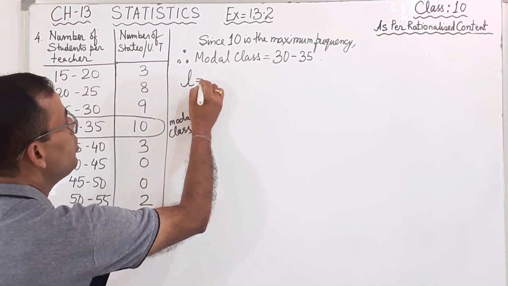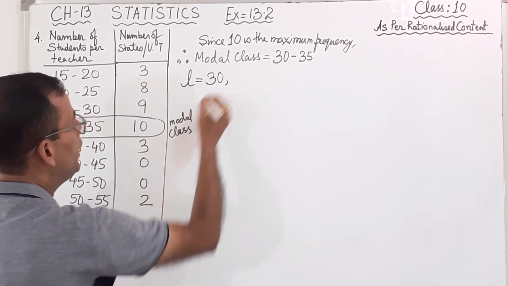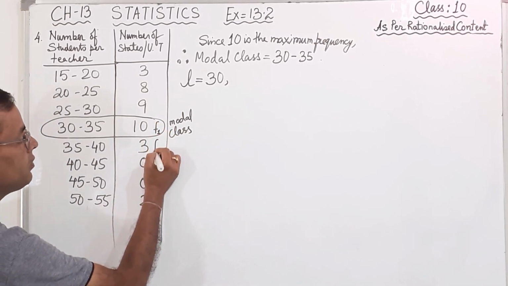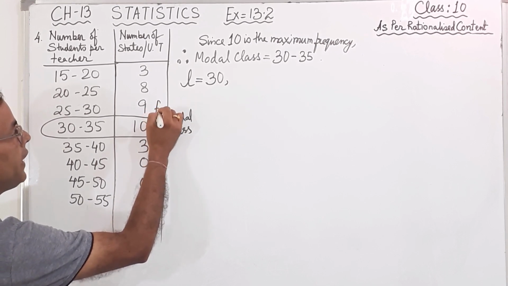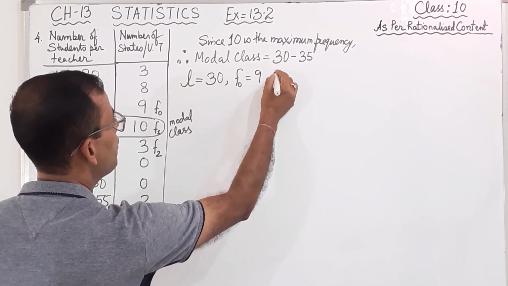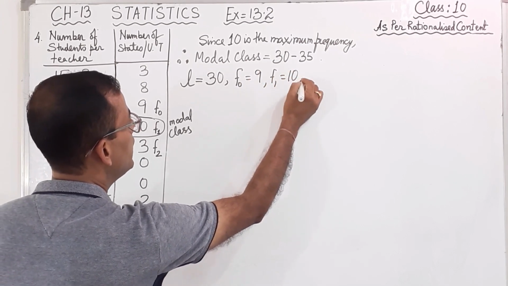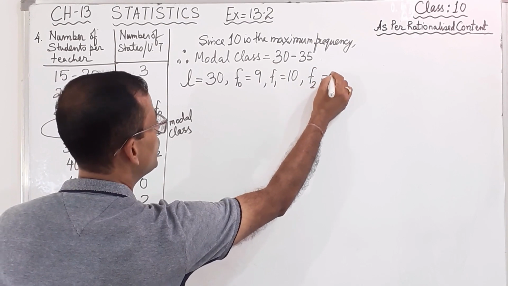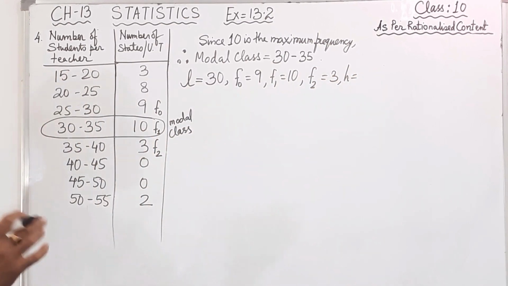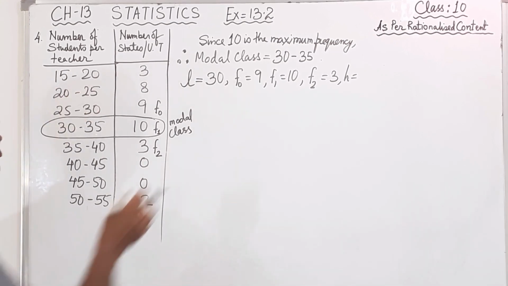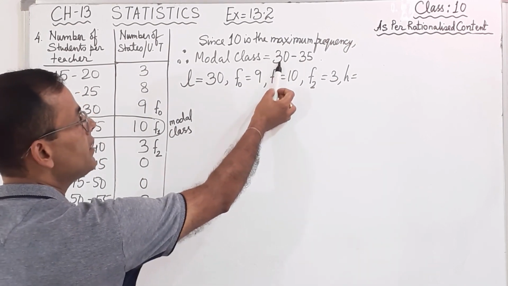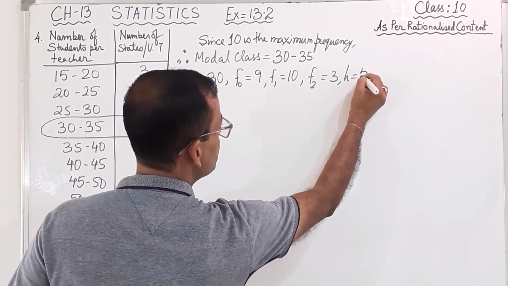So L will be how much? 30. Now the modal class is this one, so this will be F1, the next one will be F2, and the previous one will be F0. So F0 is 9, F1 is 10, and F2 is 3. And h is the gap, the width, 15 to 20 or 30 to 35. The gap is how much? 35 minus 30 is 5.